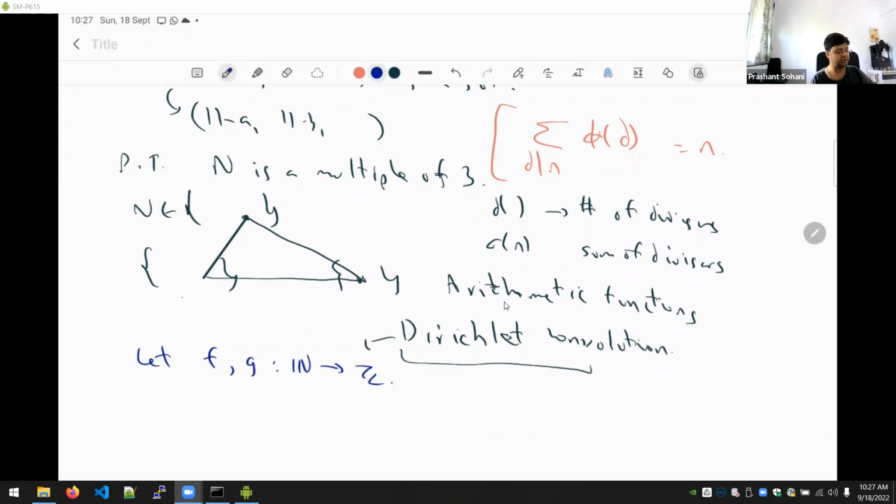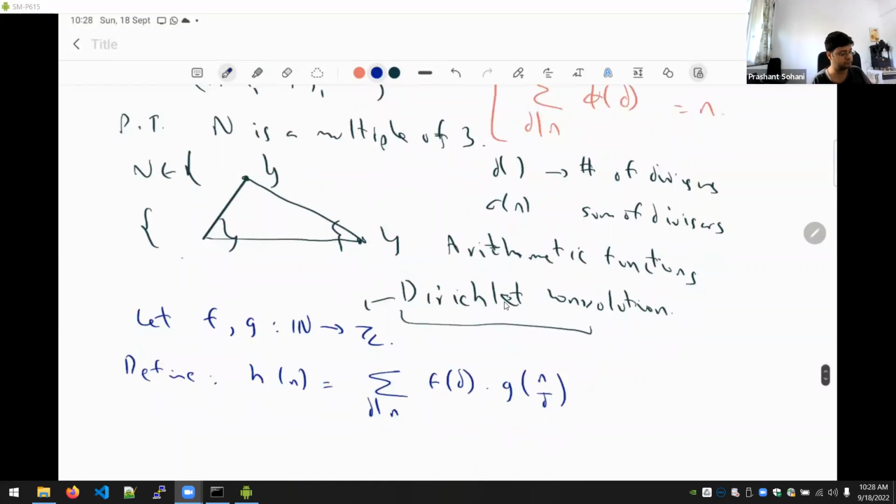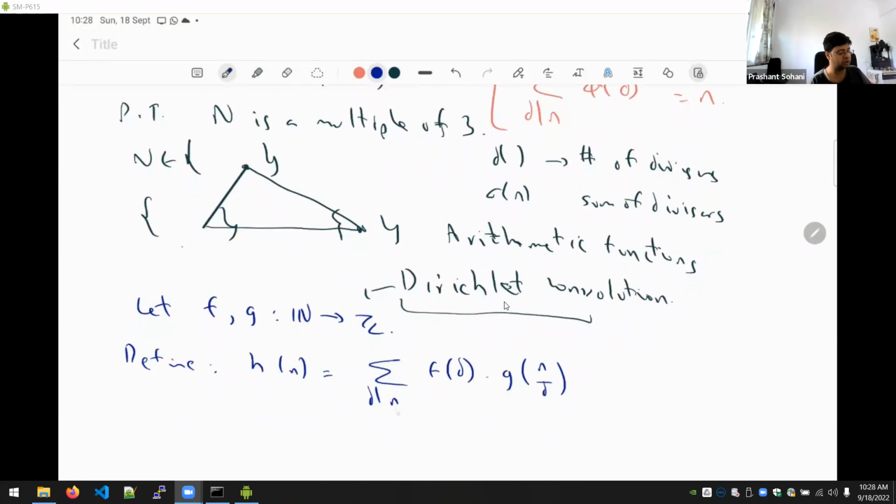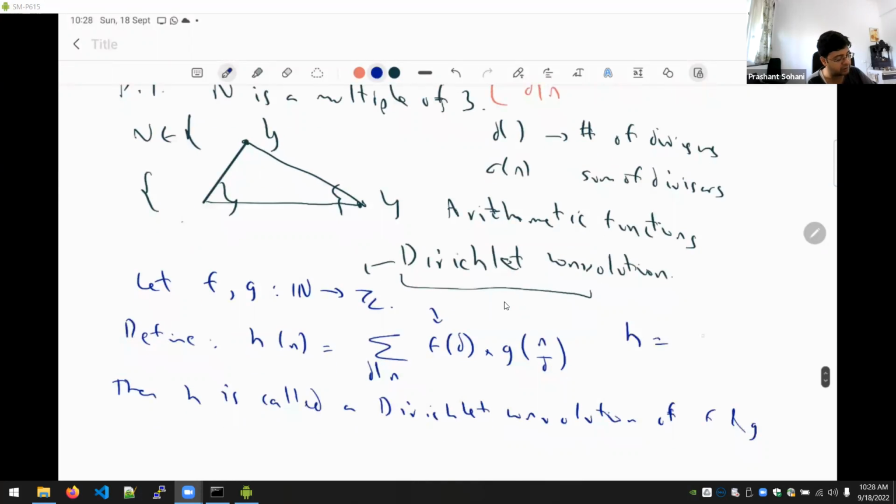In other words, if you give any positive integer n, f of n and g of n are defined. Then we define the Dirichlet convolution as some new function h of n, given by this: you consider all the divisors of n, and for every such divisor d you compute f of d and g of n upon d, multiply them together and add them up. That is how you create a new function called h of n. Then h of n is called the Dirichlet convolution of f and g, and sometimes it is denoted by f star g.